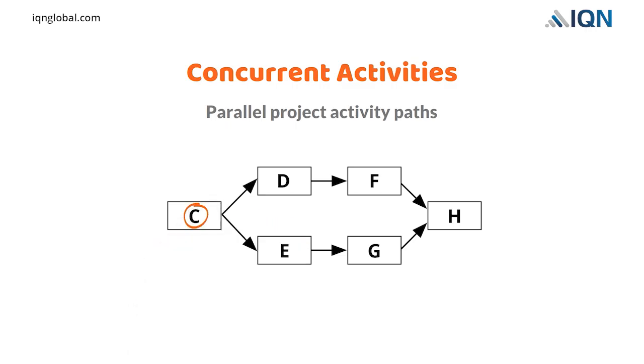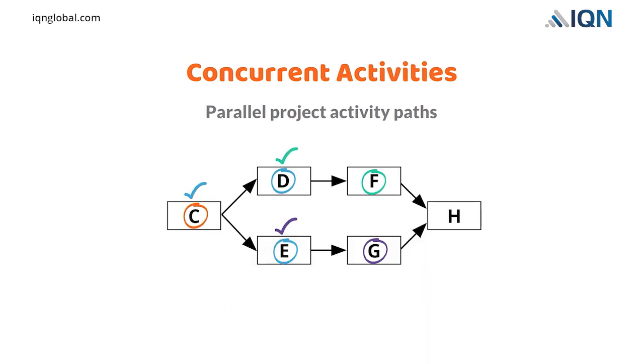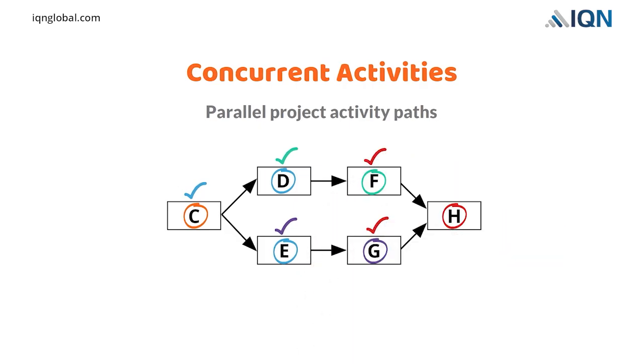We can start activity C immediately. Activities D and E can begin following the completion of activity C. Activity F can start following the completion of activity D and is independent of activity E. Activity G can start following the completion of activity E and is independent of activity D. Activity H can begin following the completion of both activities F and G.